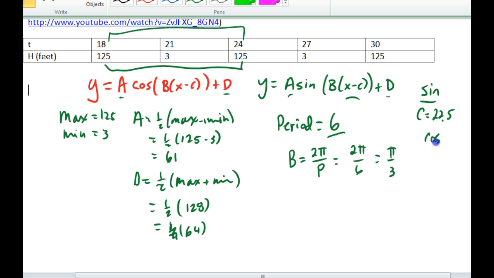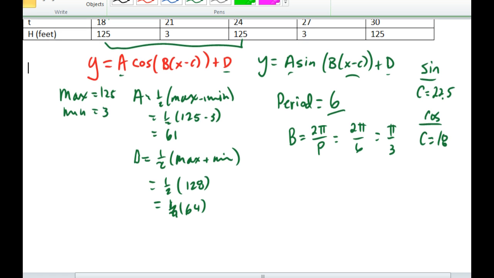And then for the cosine, I can just take a maximum value, which is the 125, so I can do C is equal to 18. Could I use C is equal to 24? Yes, I could. Could I use C equal to 30? Yes, I could. I could use either one of those because of the repeating nature of the curve. I can use those different C values. Now let's go ahead and write these equations. If I use this cosine graph, well, all I do is y is equal to, I have my A value, 61.